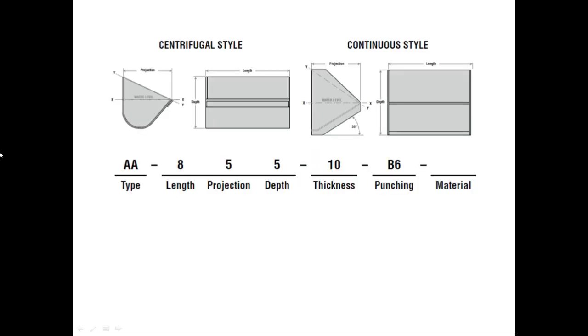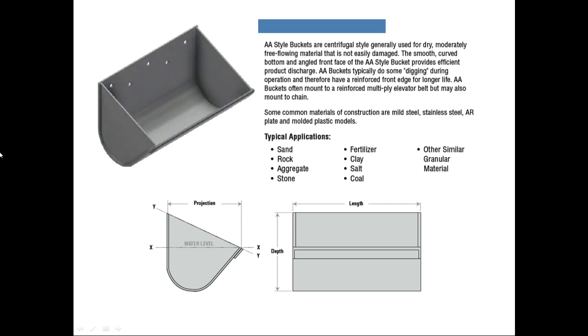Types of buckets. You can see here buckets for centrifugal style and buckets for continuous style. AA style buckets are centrifugal style, generally used for dry, moderately free-flowing material that is not easily damaged. The smooth curved bottom and angled front face of the AA style bucket provide efficient product discharge. AA buckets typically do some digging during operation and therefore have a reinforced front edge for longer life.